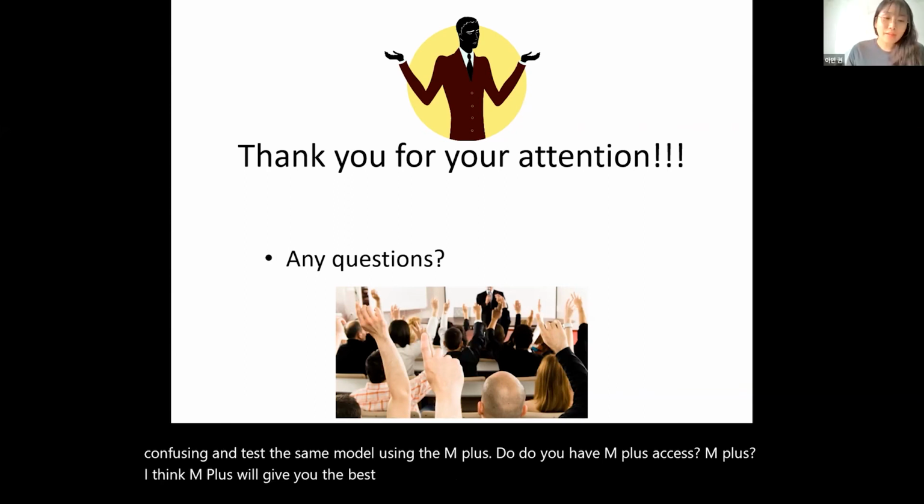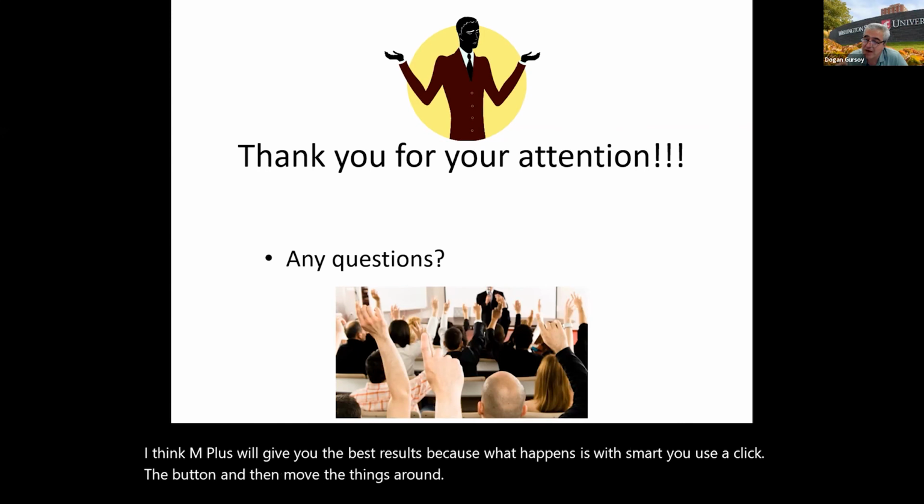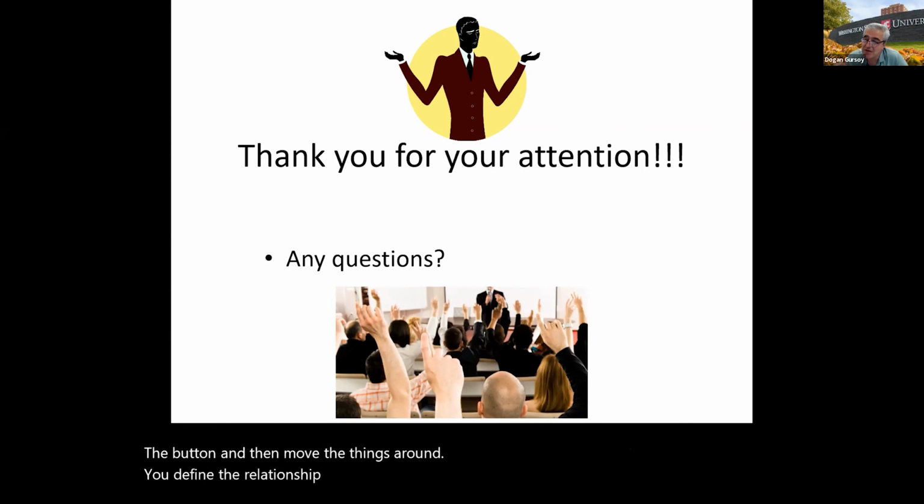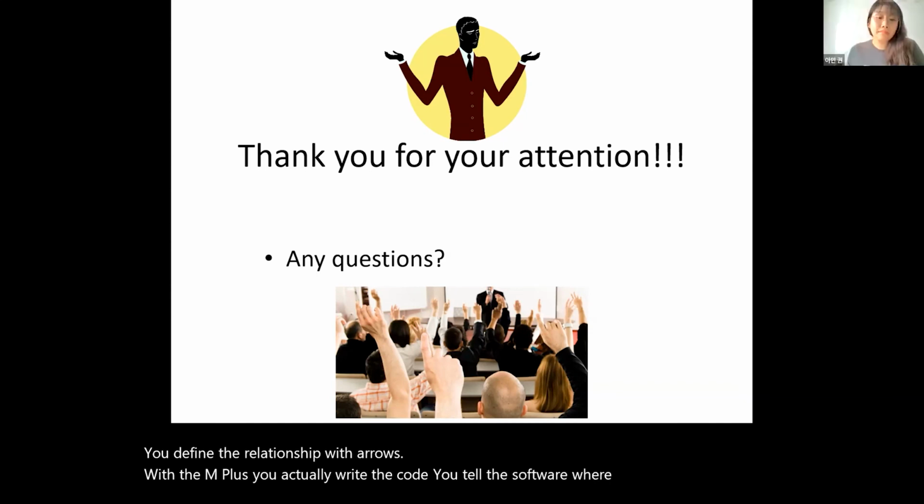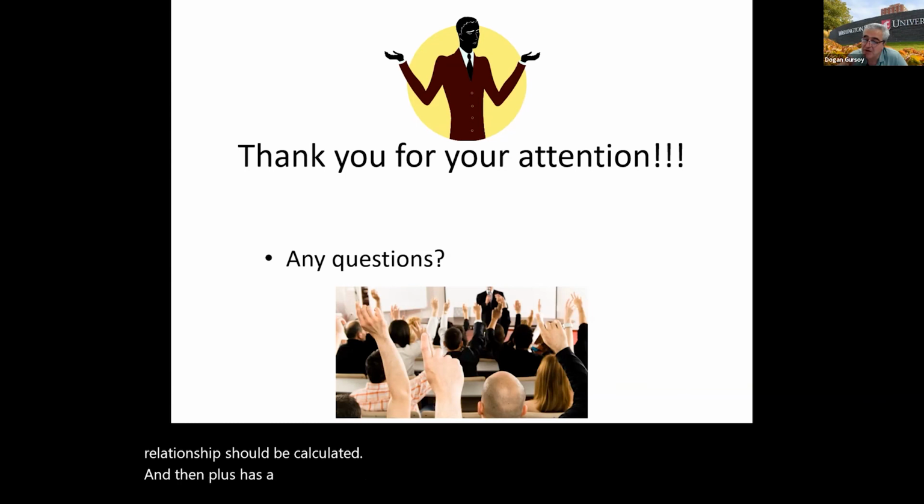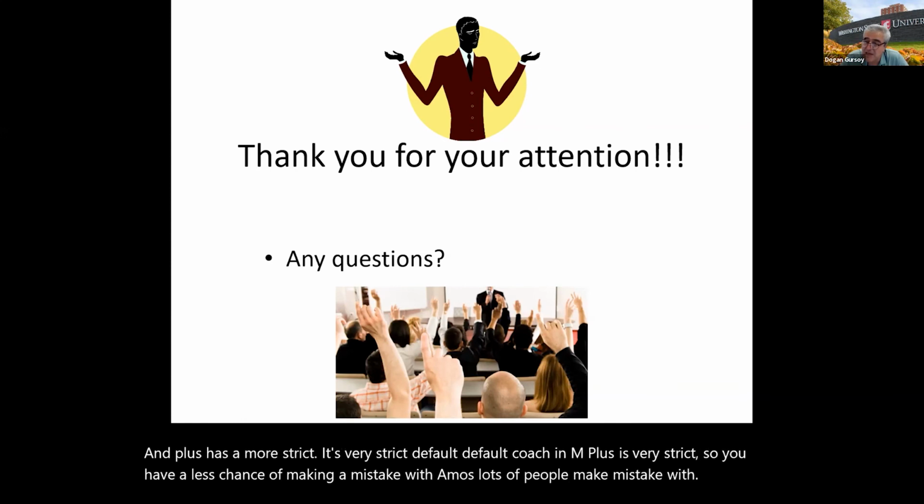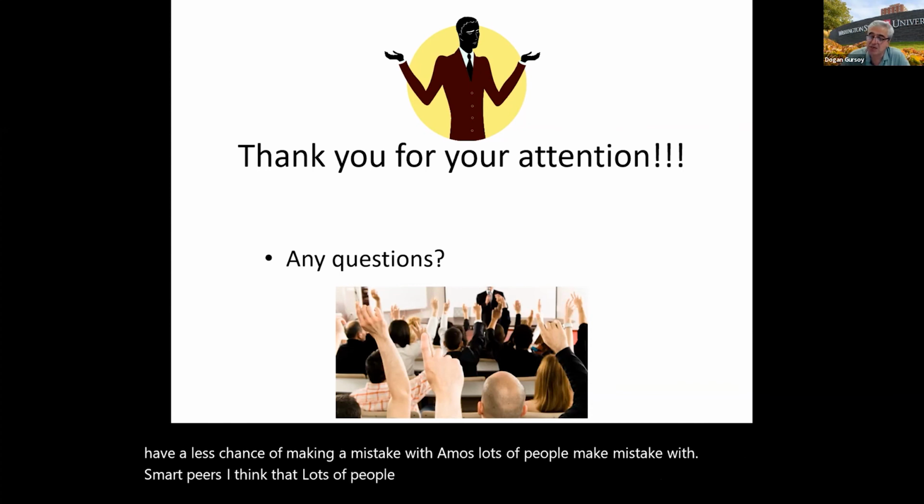Because with Smart PLS, you click the button and move the things around. You define the relationship with arrows. With M+, you actually write the code. You tell the software which relationship should be calculated. M+ has a very strict default code, so you have less chance of making a mistake. With Amos, lots of people make mistakes. With Smart PLS, I think lots of people also make mistakes because sometimes they cannot define the relationships.